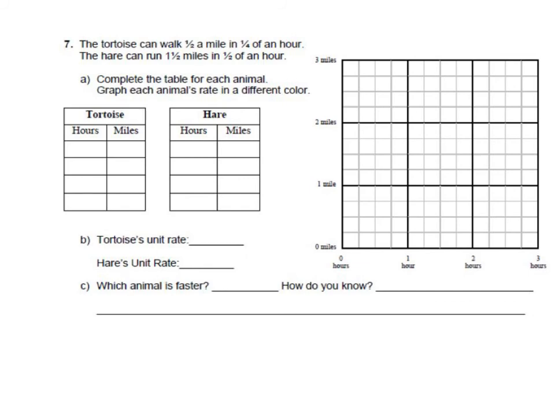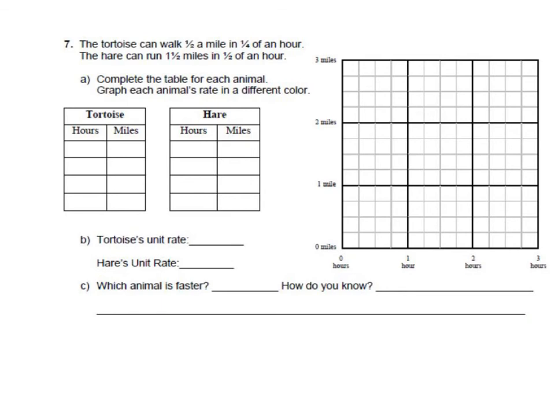Next and last. So the tortoise can walk 1/2 mile in 1/4 of an hour, and the hare can run 1.5 miles in 1/2 an hour. Fancy pants. Complete the table for each animal. Graph each animal's rate in a different color. This is the old tortoise and the hare situation, isn't it?